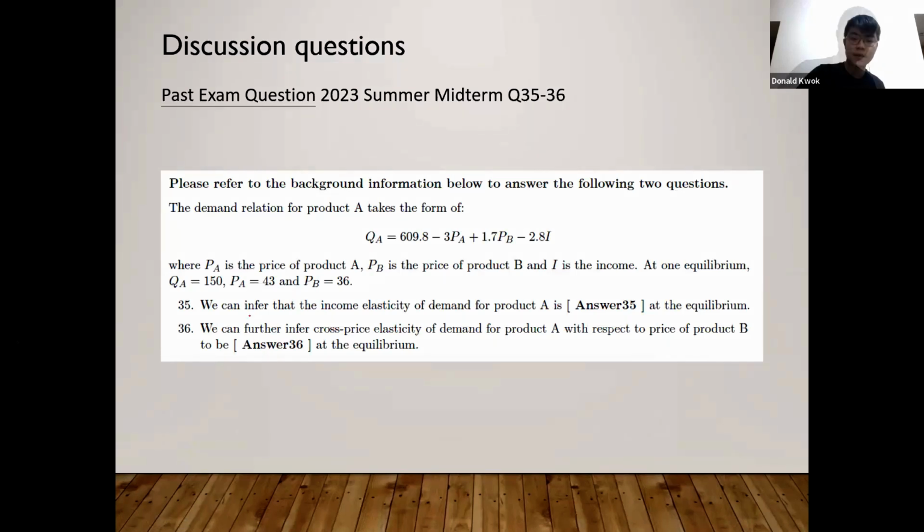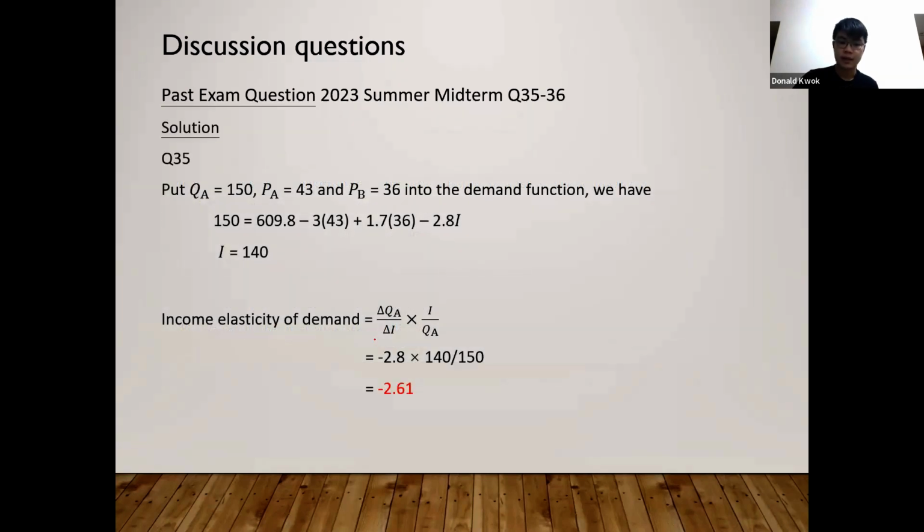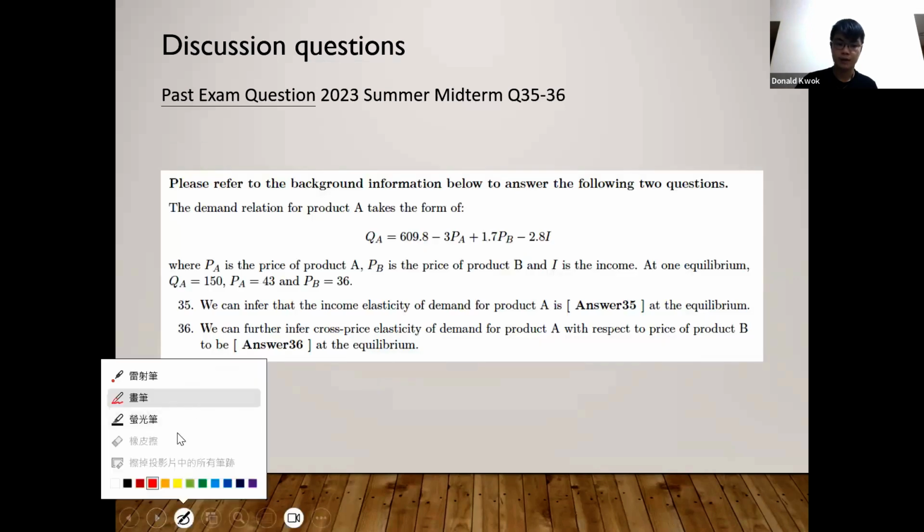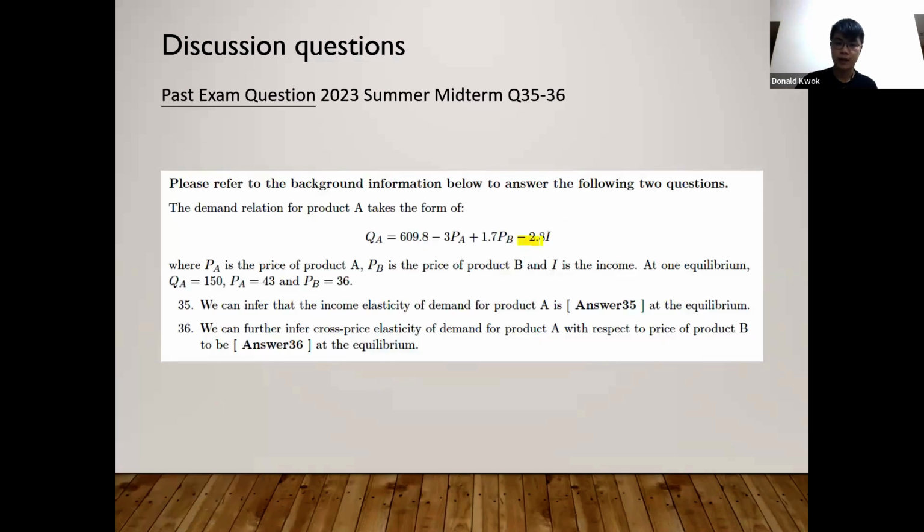So let's start. For question 35, we're going to calculate the income elasticity of demand for good A. Recall that income elasticity can be calculated as follows: delta QA over delta I times I over QA. So for the first fraction, delta QA over delta I, it is simply the slope coefficient in front of I, negative 2.8.